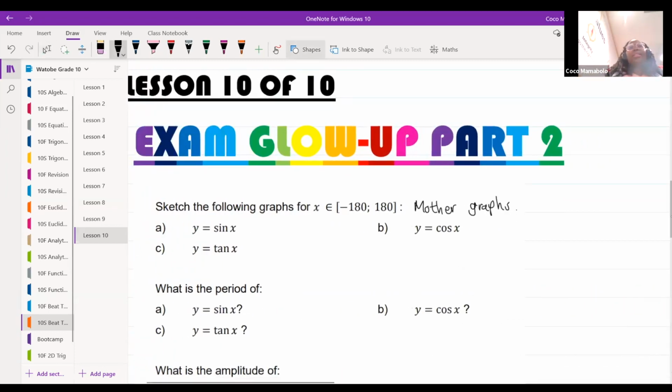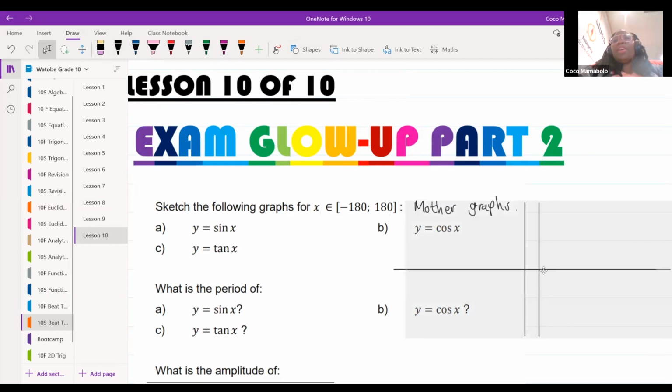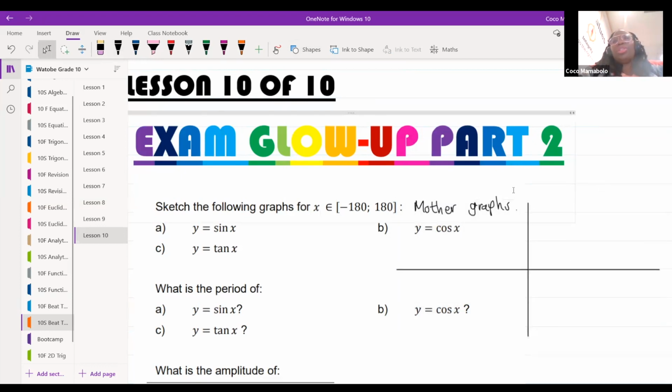All right, on a set of axes, just like that, I want you guys on the same set of axes to sketch the mother graphs of sin, cos, and tan. You can use different colors to draw each of them. I'm going to give you 2 minutes for each, so you have 6 minutes to sketch all 3 of them. And then we will get to looking at what they should look like.